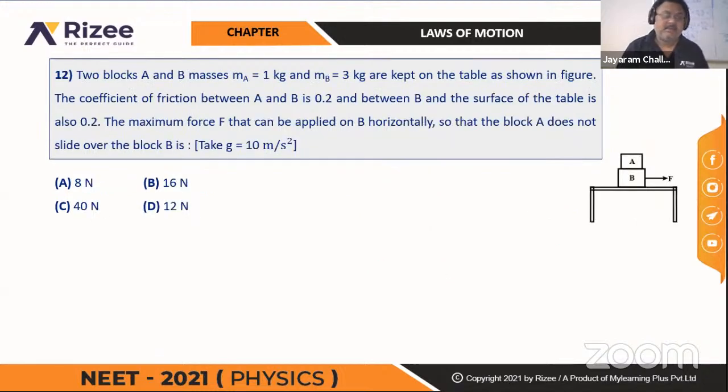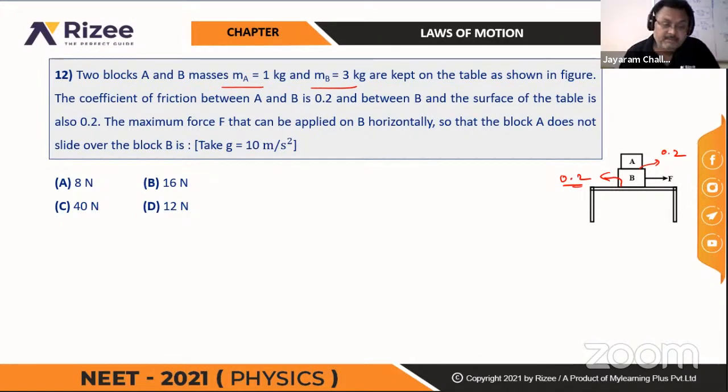So now next one. Two blocks A and B, of masses M_A is equal to 1 kg and M_B is equal to 3 kg, are kept on a table as in the figure. The coefficient of friction between A and B is 0.2, and the coefficient of friction between the block and the table is also 0.2. What is the minimum value of the force applied on B horizontally so that the block A does not slide over the block B?